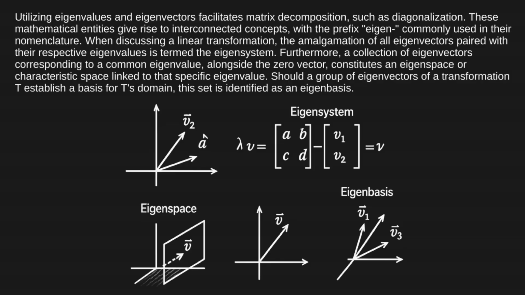Should a group of eigenvectors of a transformation T establish a basis for T's domain, this set is identified as an eigenbasis.